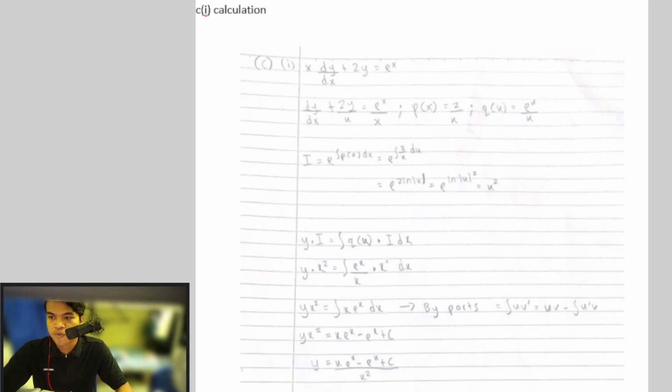The x to the power of 2 on the left side, we move to the right. After that, we cancel out the x and we get the final answer: y equals e to the power of x over x minus e to the power of x over x to the power of 2 plus c over x to the power of 2.